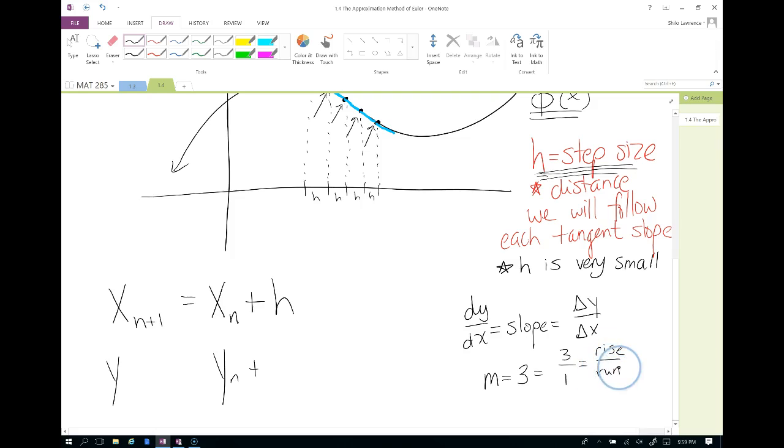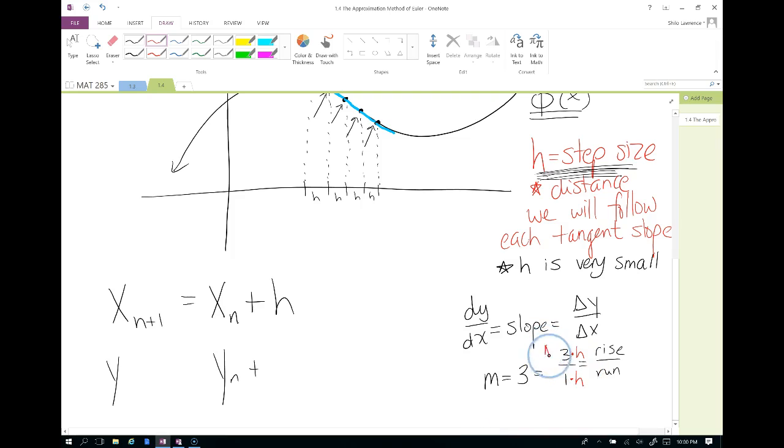Well, we're only running the amount of h every single time. We're only moving our step size every single time. So I don't want my run to be 1, I want my run to be h. I could easily change that run to be h if I just multiply it by h, because right now it's 1. And in order to keep the value of my slope, of my fraction, exactly the same, I just have to do the same thing to the top.